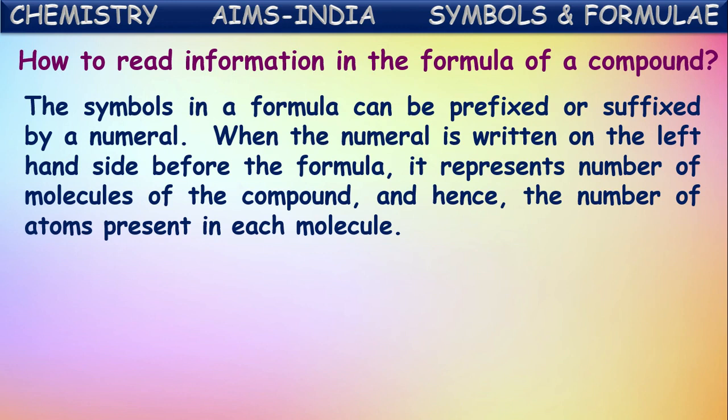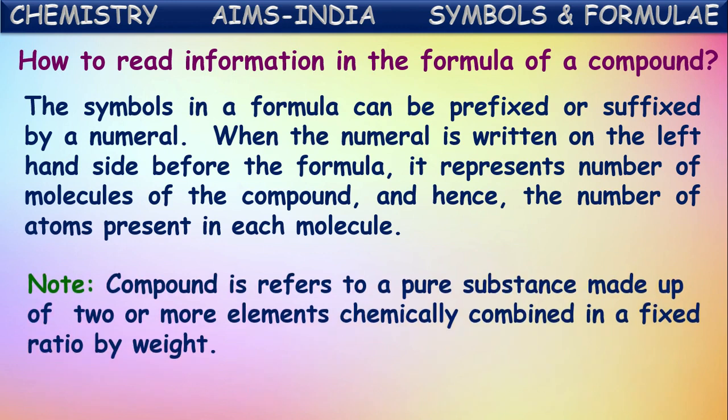Okay, if a number is written in front of or before the formula, then that number represents the number of molecules of that compound, and we know how many atoms of each element are present in each molecule. So then we can say the total number of atoms in that and even how many molecules there are. This information is given when a number is written before the formula of a compound.